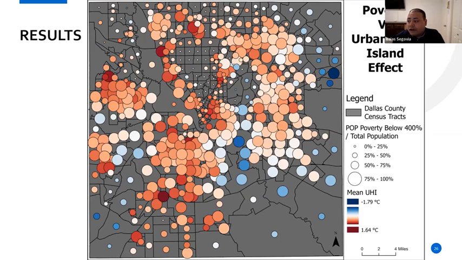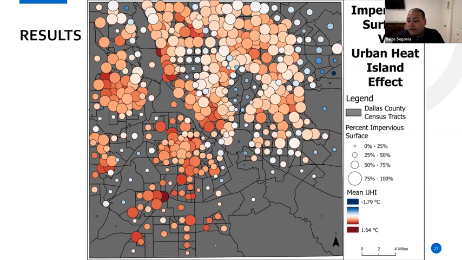This map is looking at the poverty rate and the UHI distribution. It's specifically looking at those who are below 400% of the poverty level. The map visually shows that most of those living in a census tract that has a high poverty rate are seeing a high UHI temperature.